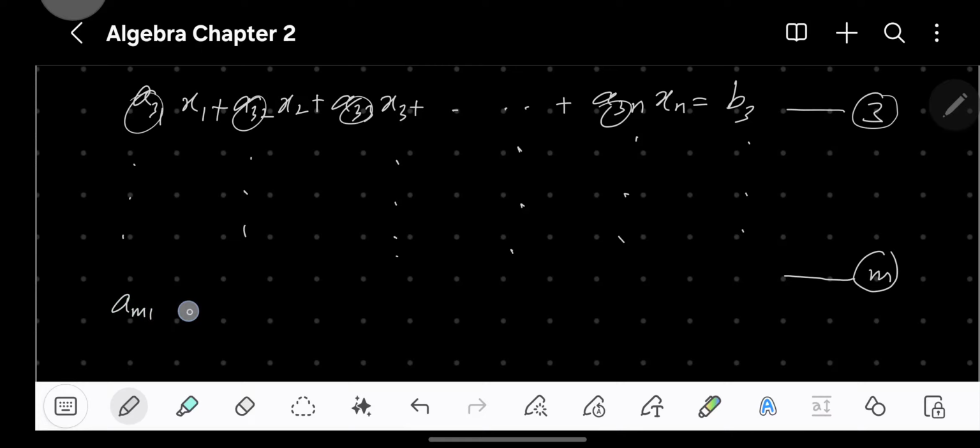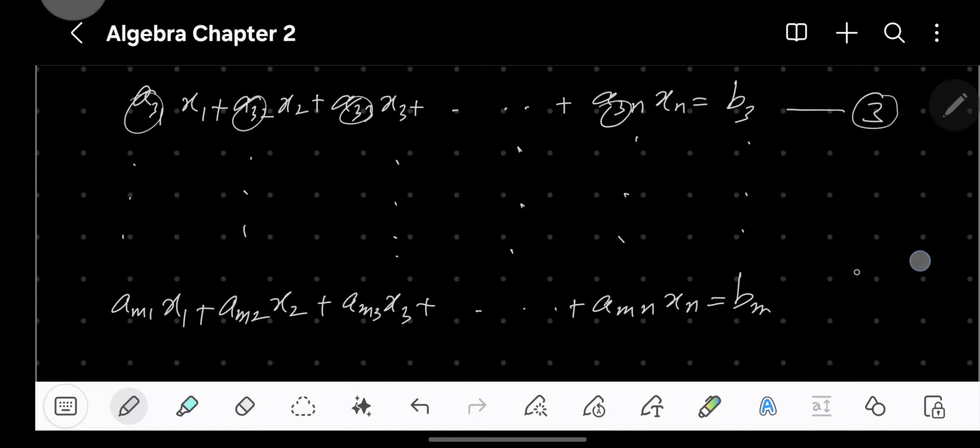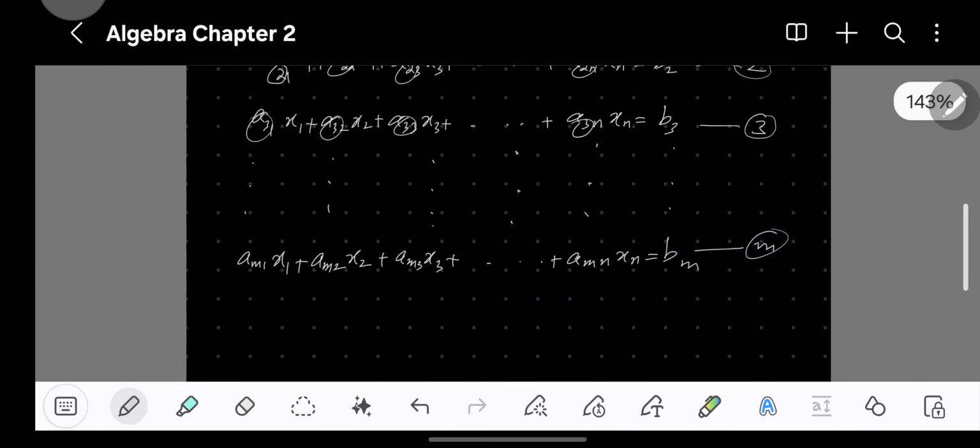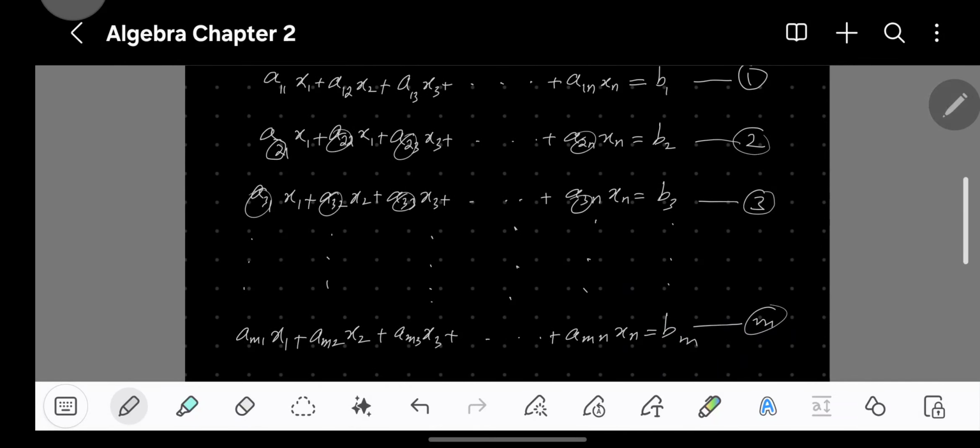am1 x1 plus am2 x2 plus am3 x3 plus up to so on plus amn xn is equal to bm. So this is equation number m, the last equation. So this whole system is called the system of linear equations.